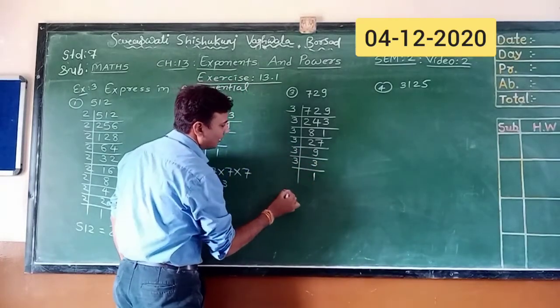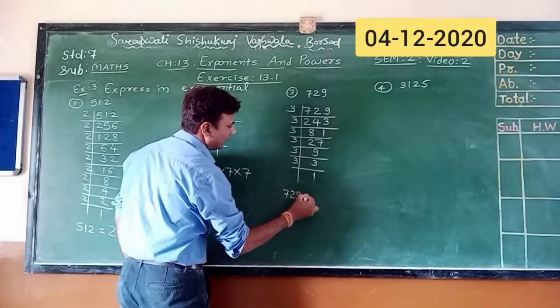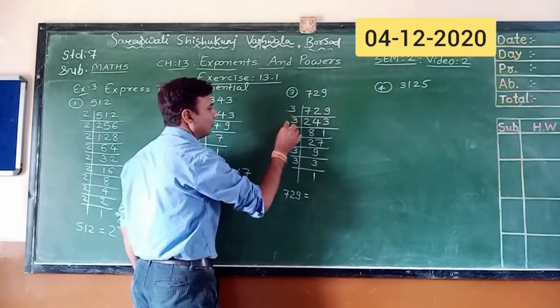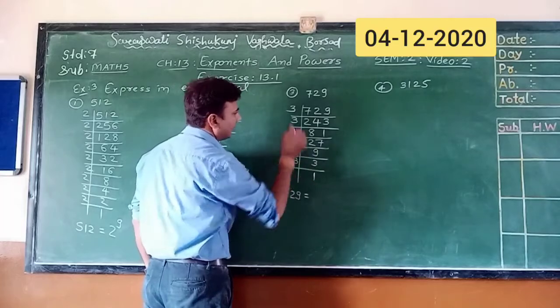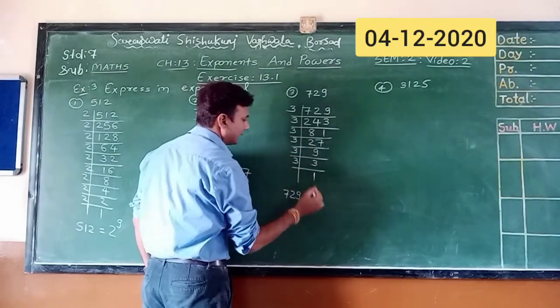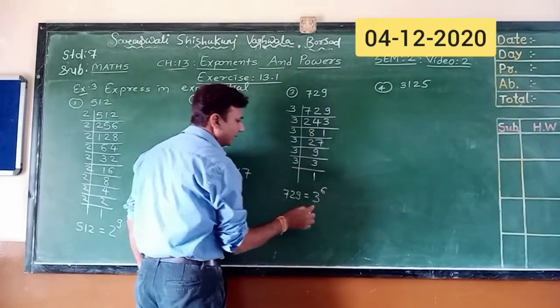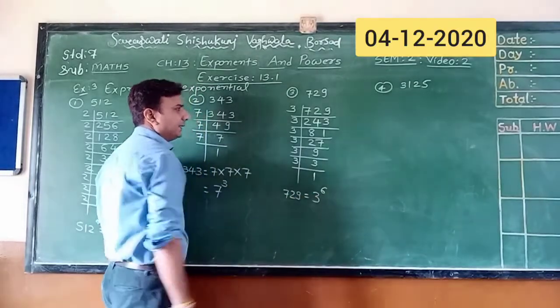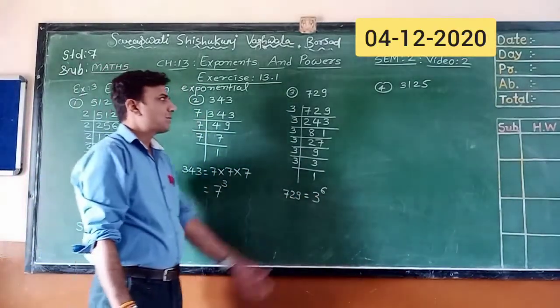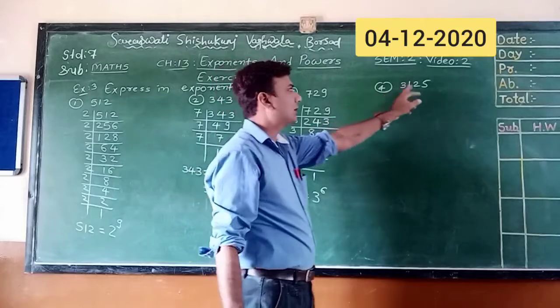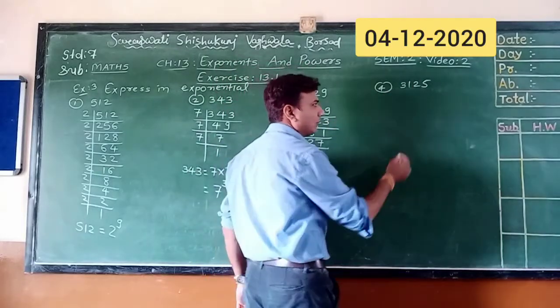Okay, so 729: how many times did 3 come? 1, 2, 3, 4, 5, 6. So 3 raised to 6. 3 is the base and 6 is the power. Now 3125. First we have to make it into factors.